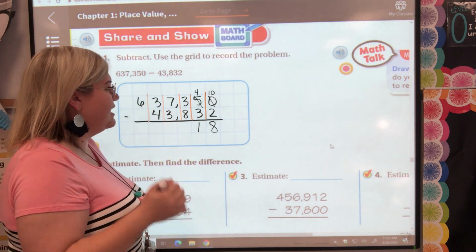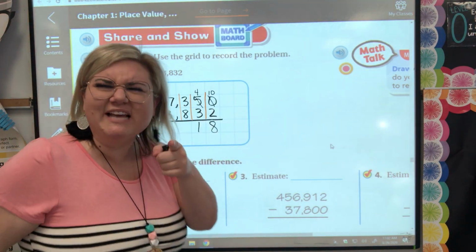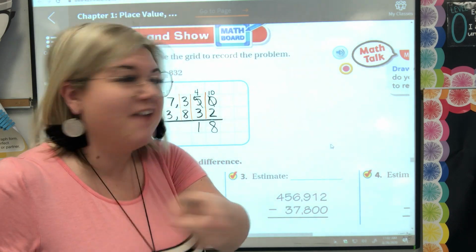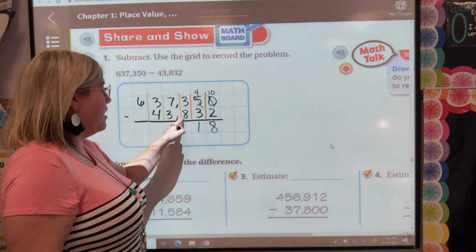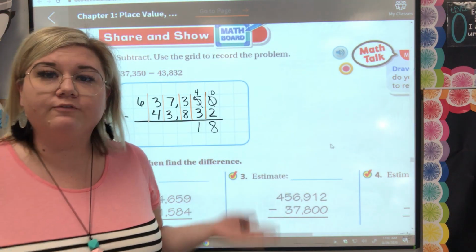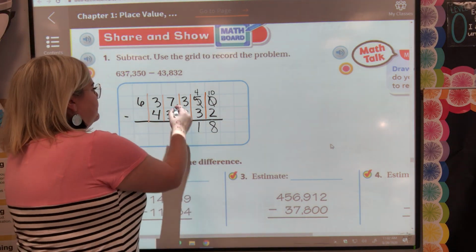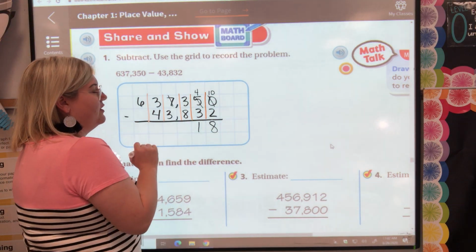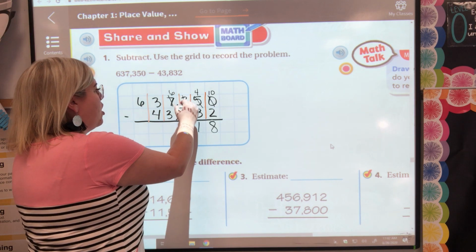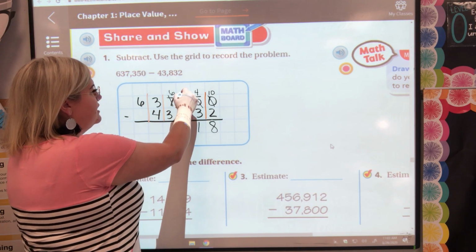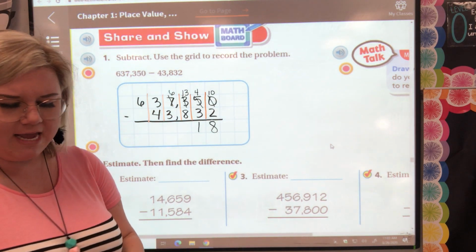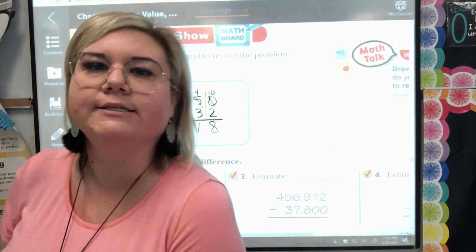3 minus 8 is, did you say 5? Don't say 5 because it's not 5 because we can't do 3 minus 8. 3 is smaller than 8. We have to borrow from our neighbor. I'm going to put a little line through that 7. Our neighbor, he becomes a 6. Our 3 becomes 13. 13 minus 8, uh-oh, I don't know my subtraction facts.